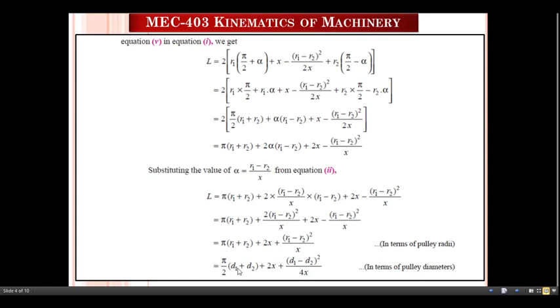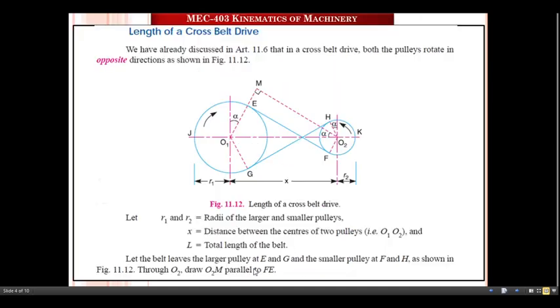Now in terms of the diameter, we know the relation between the diameter and the radius. 2 times the radius is nothing but the diameter. So here pi by 2 comes into the picture because we have written the diameter, d1 plus d2. We are replacing the radius by the diameter. The next one, similarly, (d1 minus d2) bracket square divided by 4x comes into the picture in terms of the diameter. So this is the formula for calculation of the length of the open belt drive in terms of the radius and in terms of the diameter.